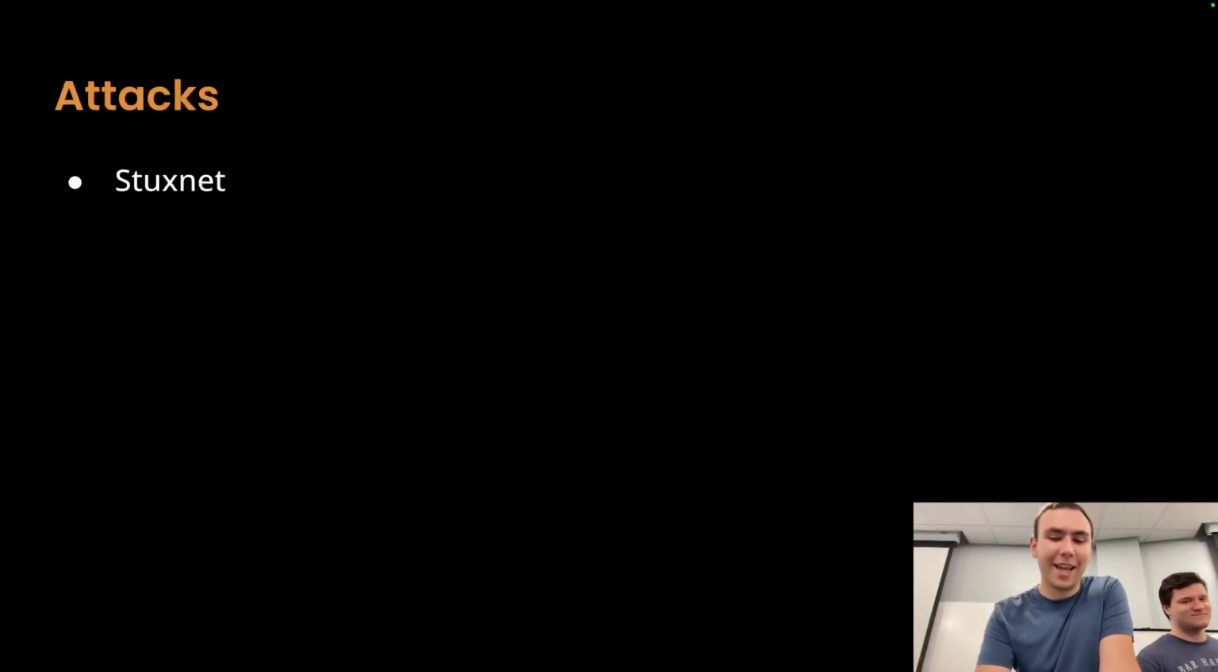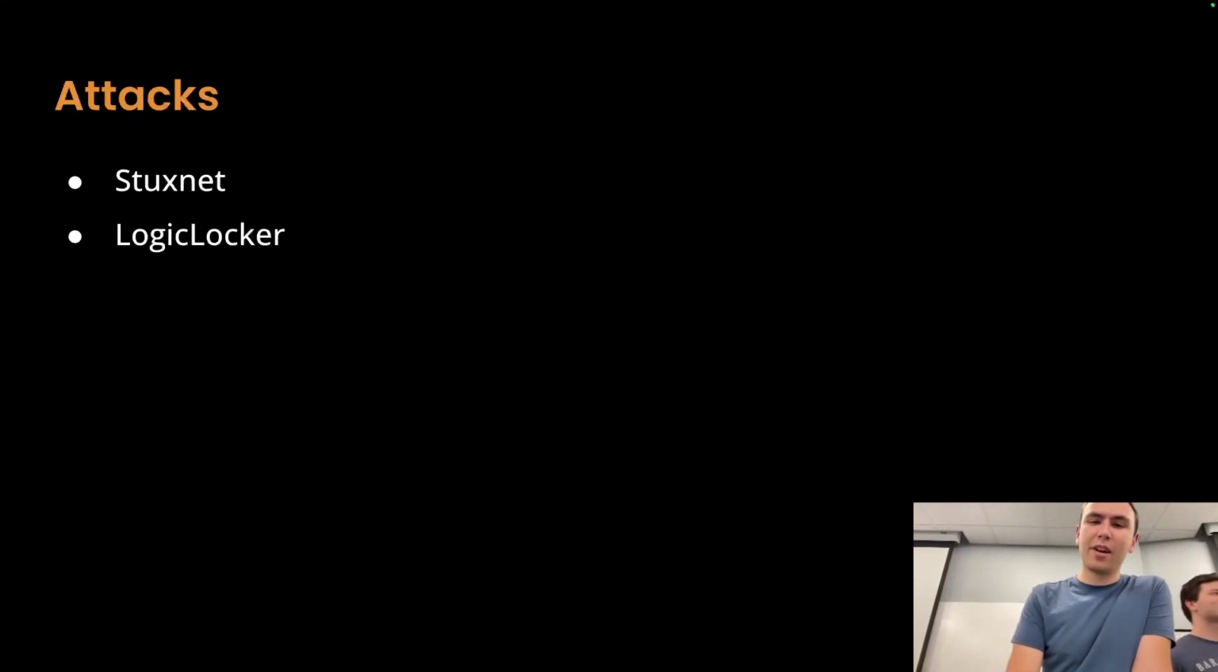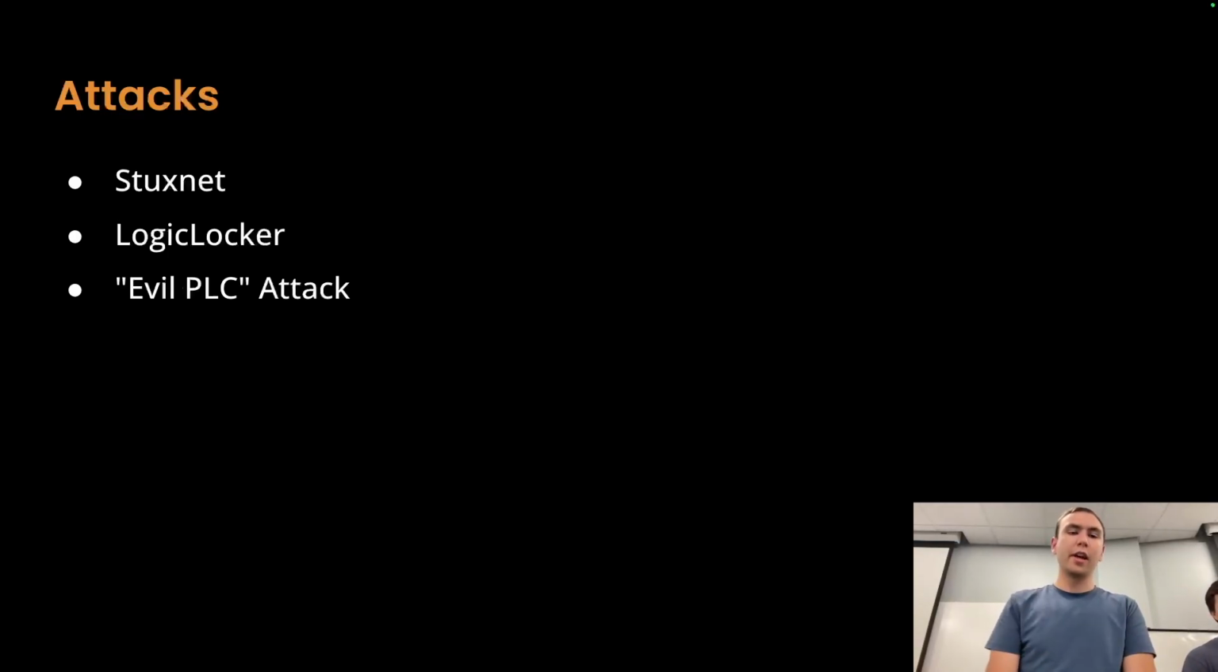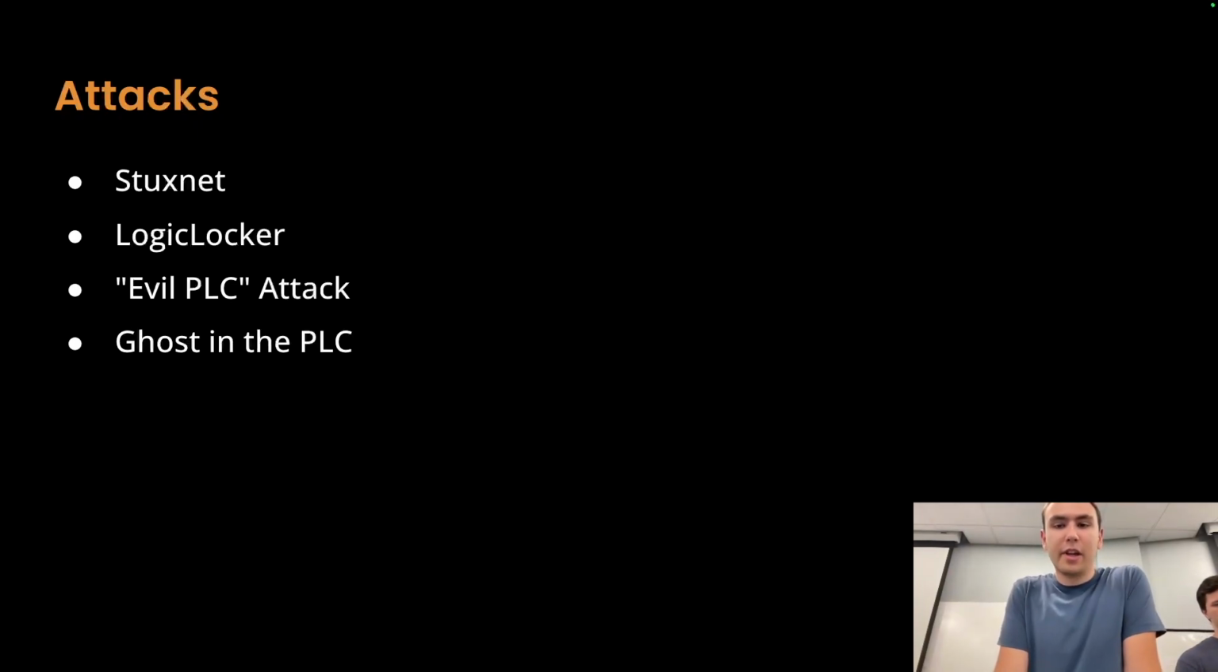For example, Stuxnet, they gave it a PLC rootkit. Logic Locker was a ransomware worm on a PLC. Evil PLC Attack is a rootkit, but they actually used it to pivot to infect the engineer's workstation if they come around and plug into the PLC to see what's going on with it. Their idea was to then get privileged access to that engineering workstation, because that's going to circulate through the network as well. And there's the Ghost in the PLC, which was a denial of service on the input-output ports. It was a bit crazy.